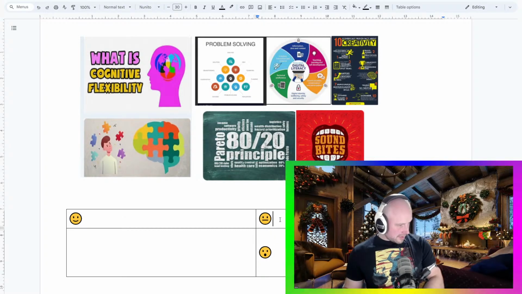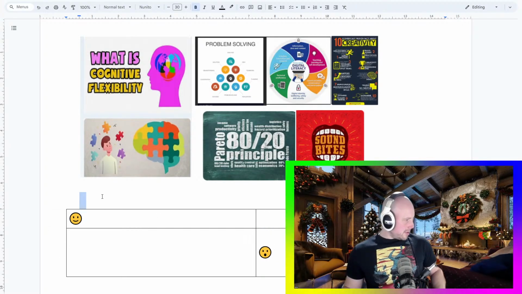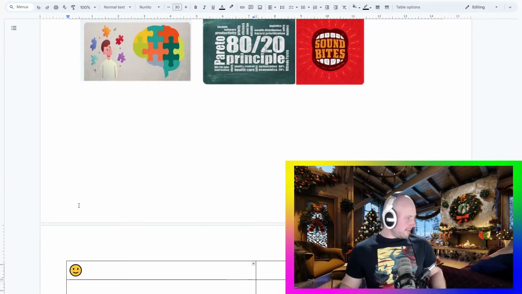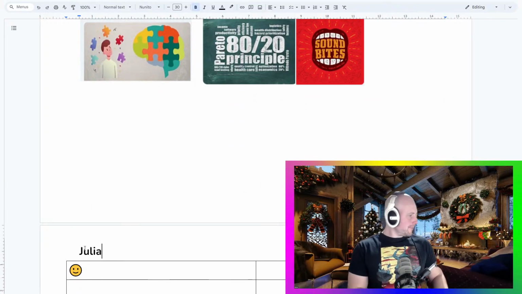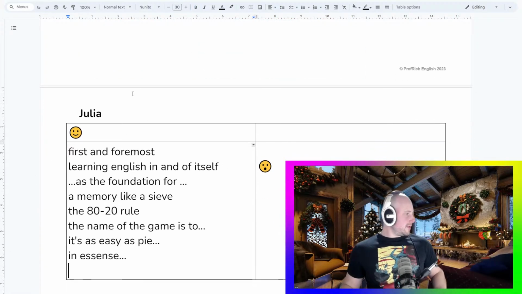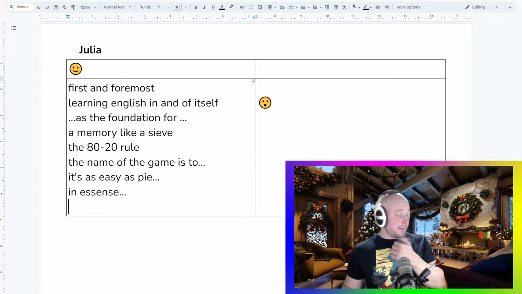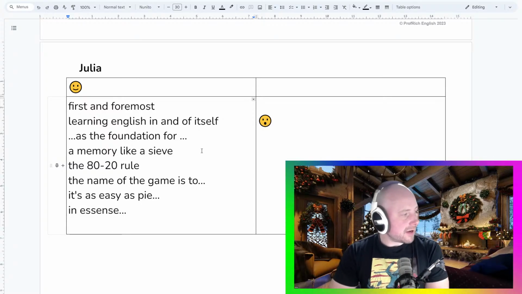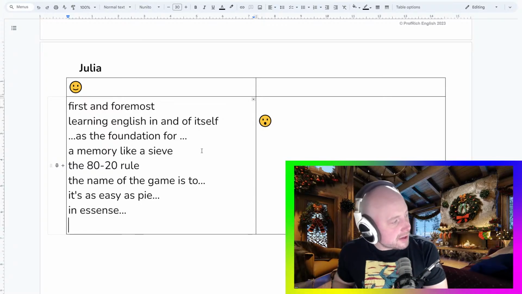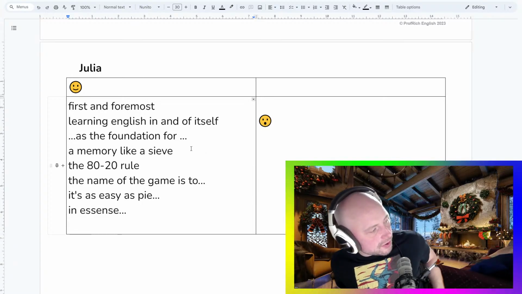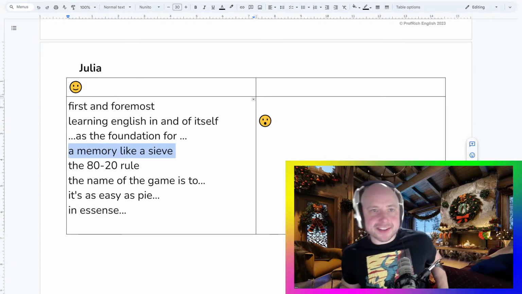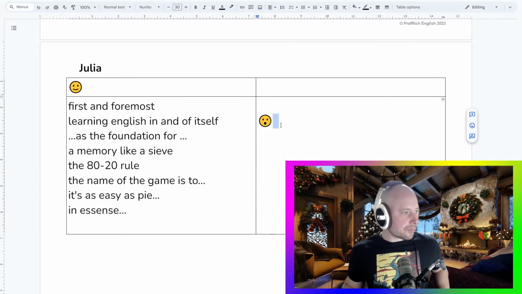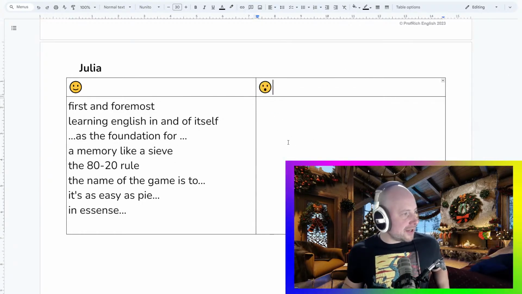Wonderful, wonderful, wonderful. So really cool there to have a whole selection of different things from Julia. And moving on to benefits, the positive points there. First and foremost, learning English in and of itself, the foundation for a memory like a sieve. The 80-20 rule, the name of the game, it's as easy as pie, and in essence, a nice way of summarising something. I'm not going to bang on about this, Julia.